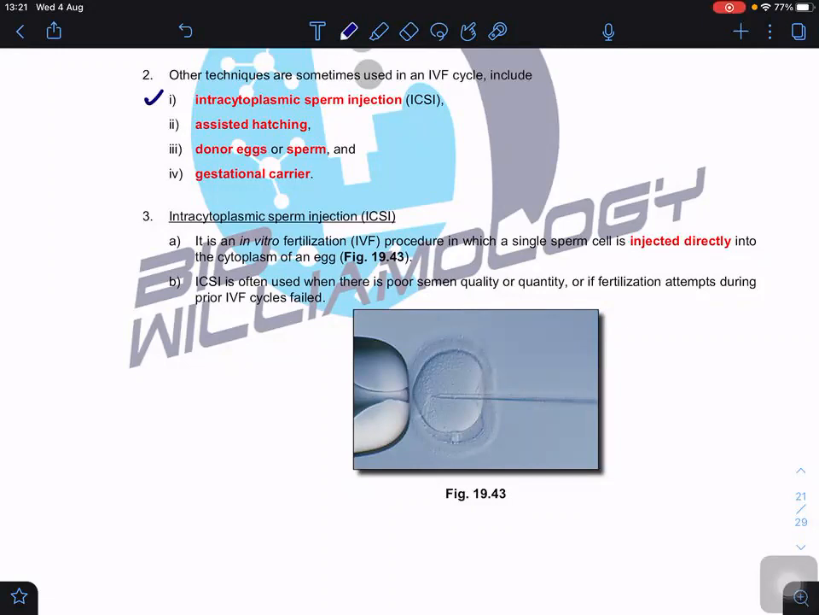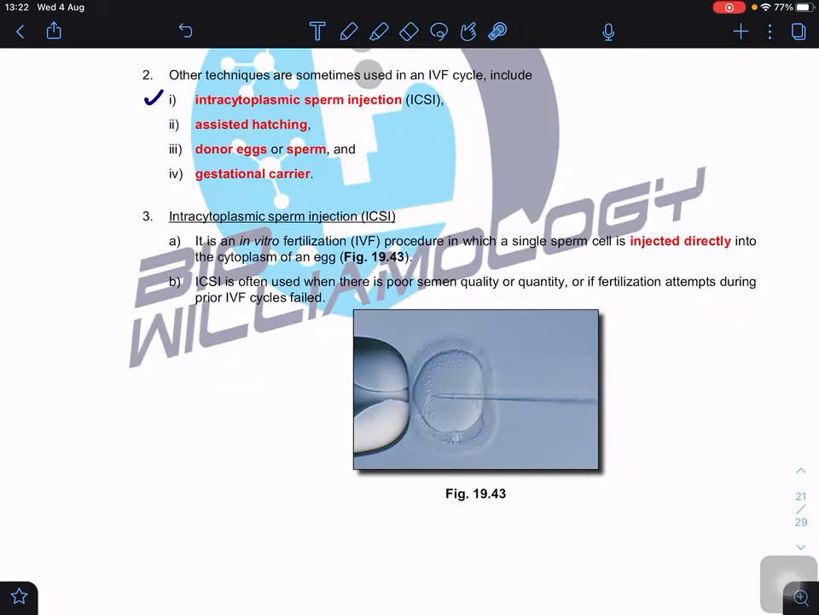Okay, so we look at what is meant by ICSI, or intracytoplasmic sperm injection. Basically, it is in vitro fertilization in which a single sperm cell is injected directly. So we don't actually allow the sperm cell to bind to and fertilize the secondary oocyte, but we actually inject it in. So you can see, guys, in this process, you have these thick coats, right? The thick jelly coat. This is the secondary oocyte. So we use a needle, okay?